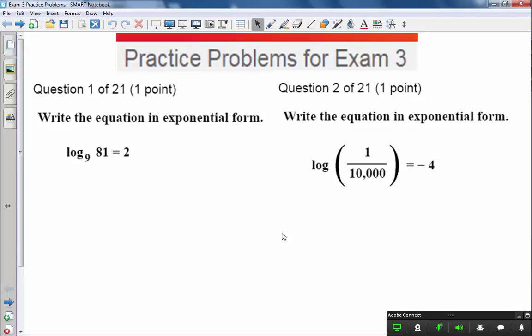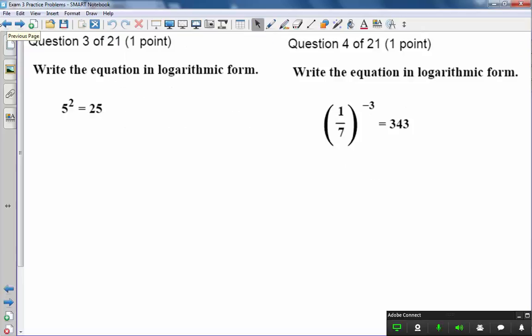So the first 2 questions are basic exponential form change questions. You flip from logarithm to exponential form. These should take only 20 seconds if you know what you're doing, okay? And then these are opposite. There are exponential forms given. You flip them back to logarithm form.